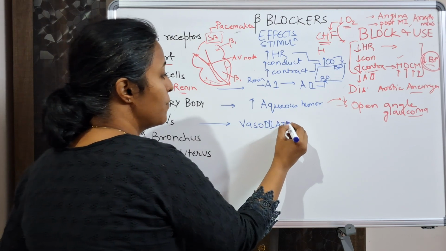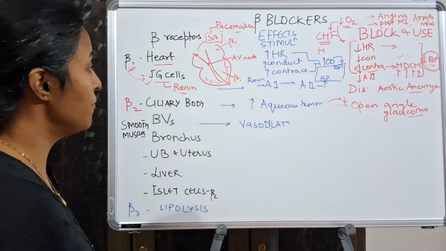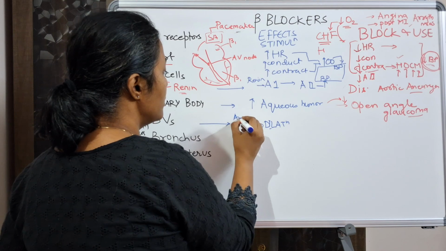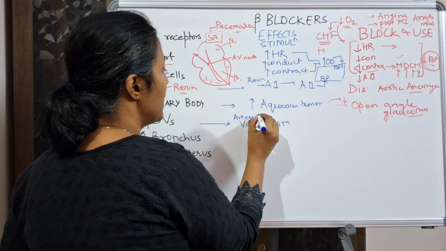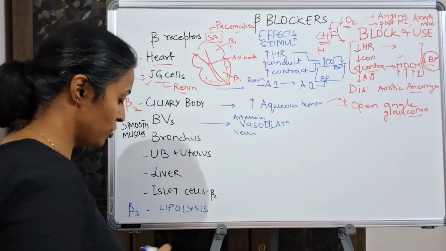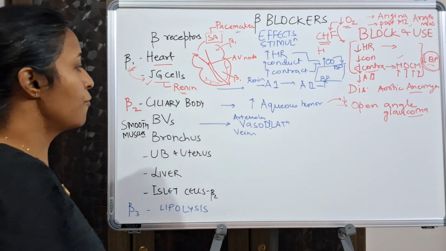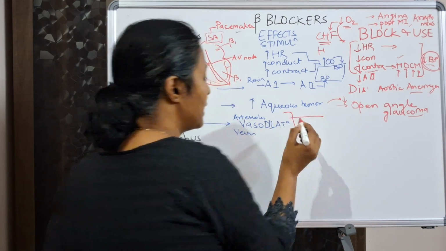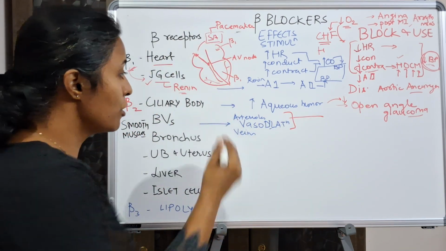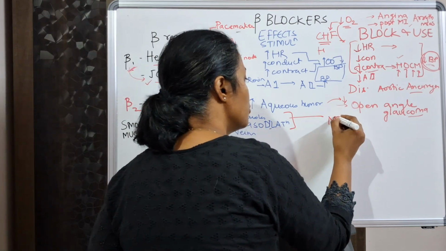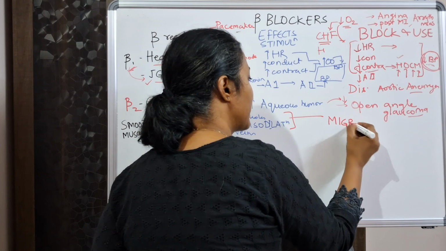Okay, so if I block this, what will be the effect? There will be vasoconstriction, in the arterioles as well as in the veins. So both of these are used. What are the uses? For arterial dilation, vasodilation increases the blood flow. So if we block this, there will be a decrease in blood flow. So it is used in prophylaxis of migraine.